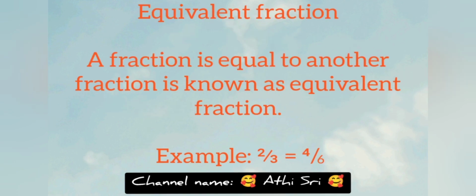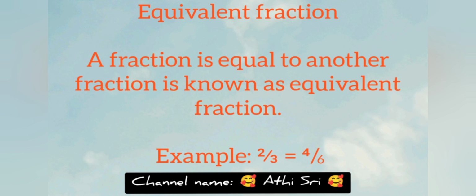The next fraction is equivalent fraction. A fraction is equal to another fraction is known as equivalent fraction. That means one fraction will be there and it will be equal to another fraction. Then the fraction will be known as equivalent fraction. Example, 2 by 3 is equal to 4 by 6.